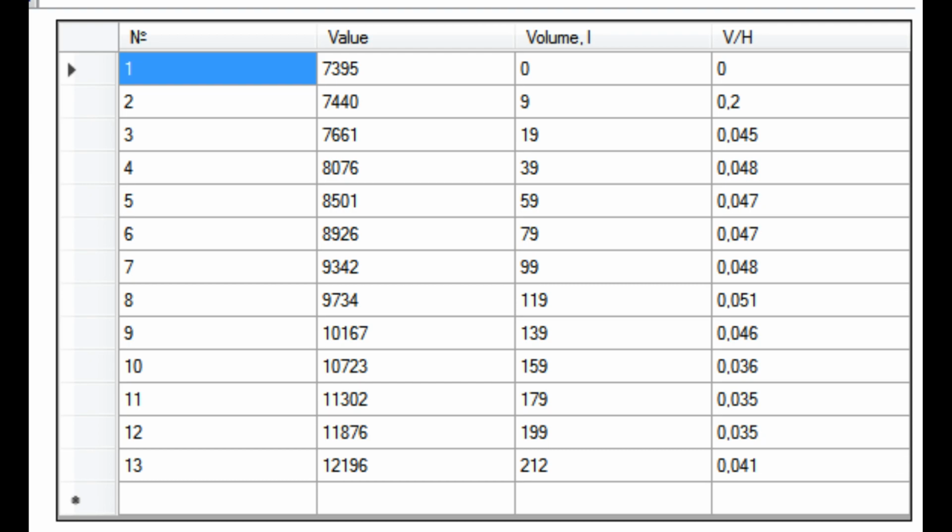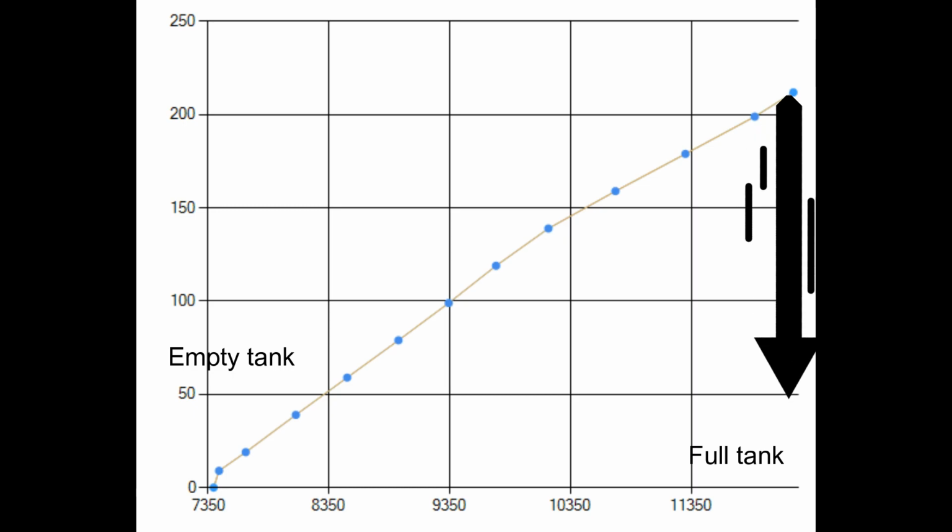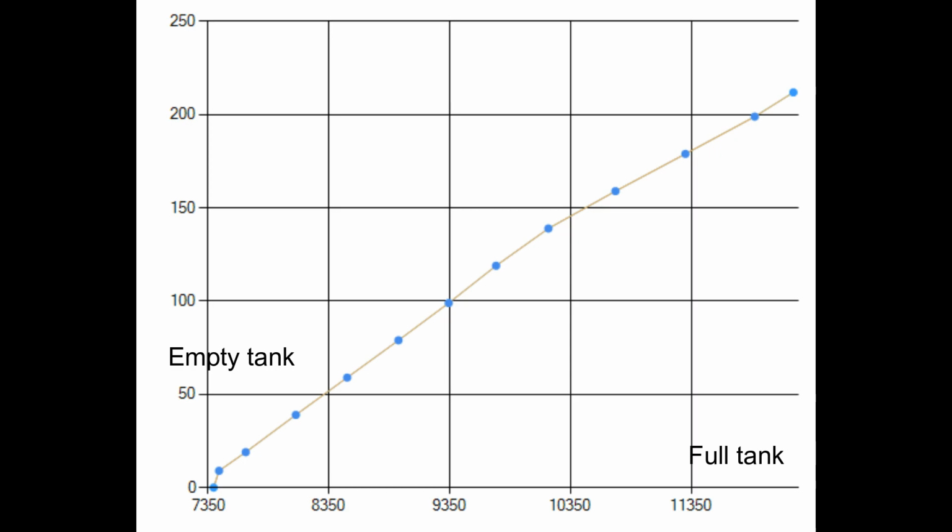If you plot these values on a graph, where the detector values are plotted on the x-axis and the fuel volume in the tank on the y-axis, you get a graph like this. The x-axis detector values are a property of a sensor and depend on the level of filling the sensor with fuel and also on the length of the sensor.